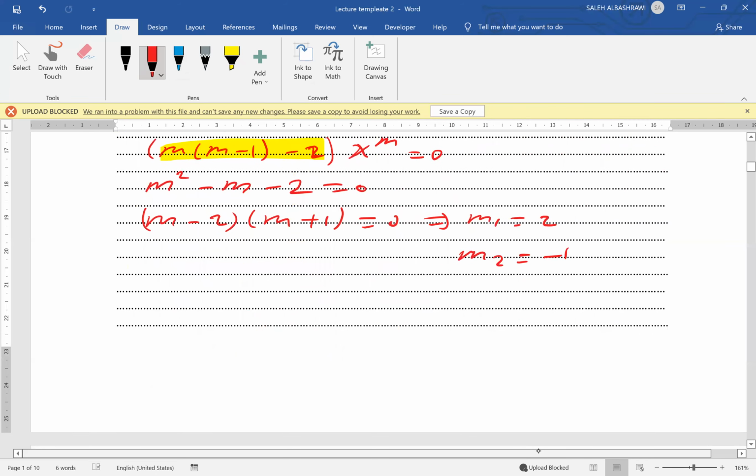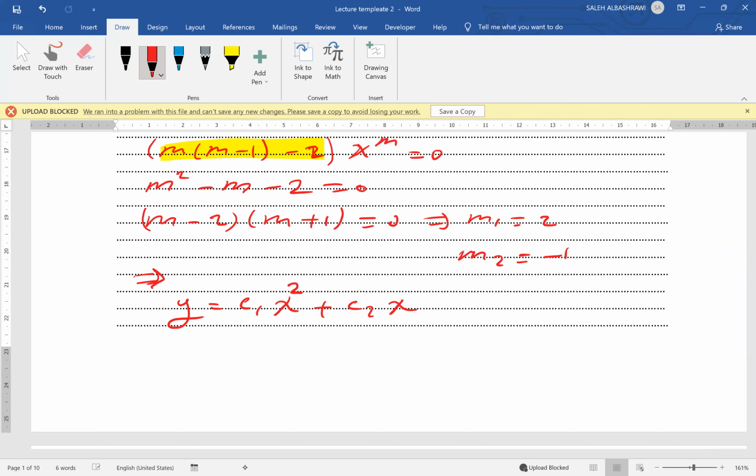So the solution for the given differential equation will be y equal to c1 x to power 2 plus c2 x to power minus 1. So this is the general solution for the given differential equation.